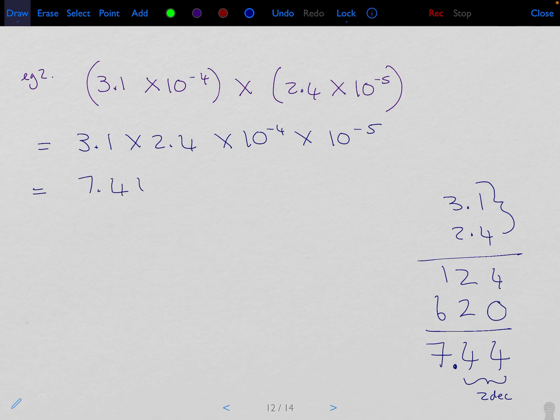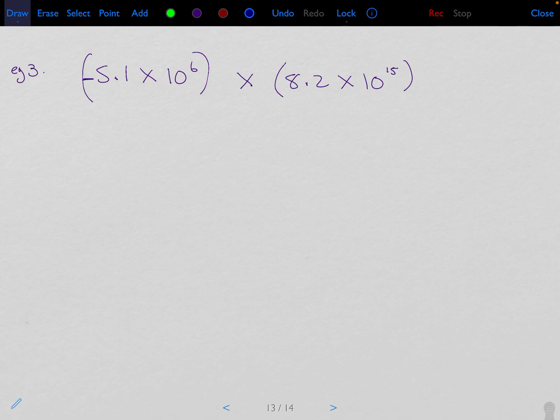So this is 7.44. The negative exponents change nothing. You are supposed to know that you add your exponents. So we're adding them, so that's 10 to the minus 9. And that makes sense because you're taking a tiny little fraction and multiplying it by an even tinier fraction. You're going to get a tiny fraction of the fraction. So of course it's teeny tiny. Try it on your calculator, you'll see it's true. That's how you do it.